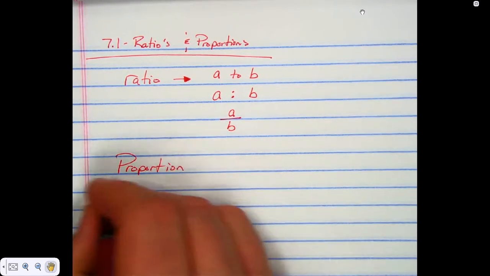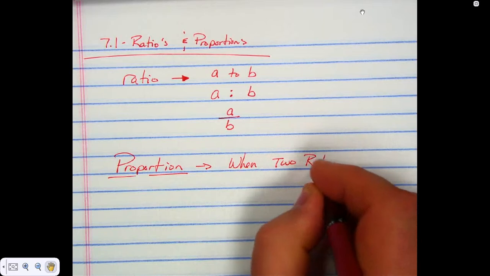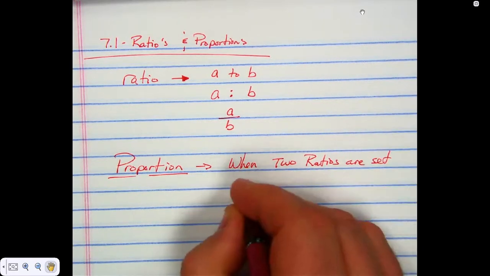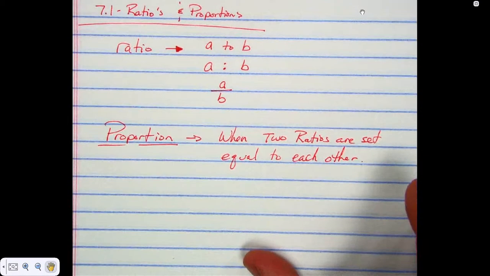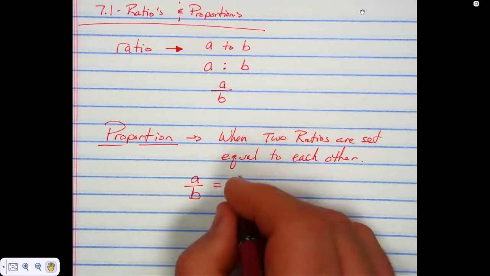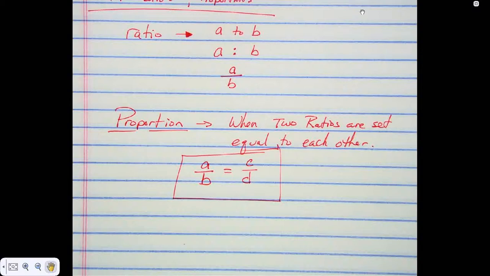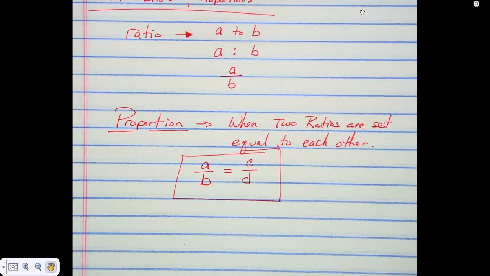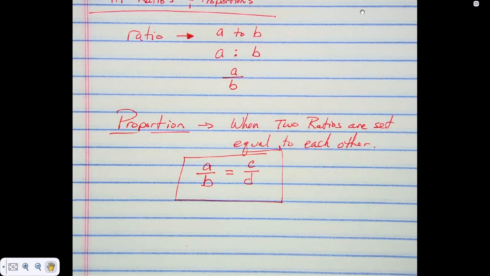Proportion. When two ratios are set equal to each other. Example, A over B is equal to C over D. That is an example of a proportion. Proportions are very, very handy. This is called your mean, this is called your extreme. That's not so much as important.